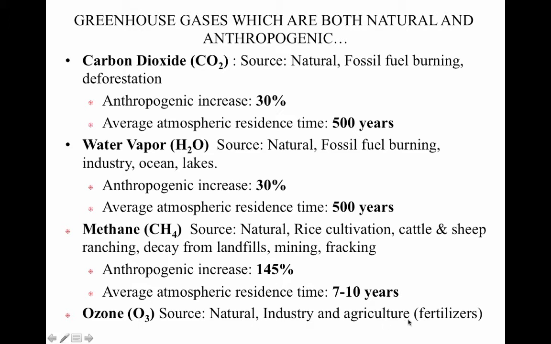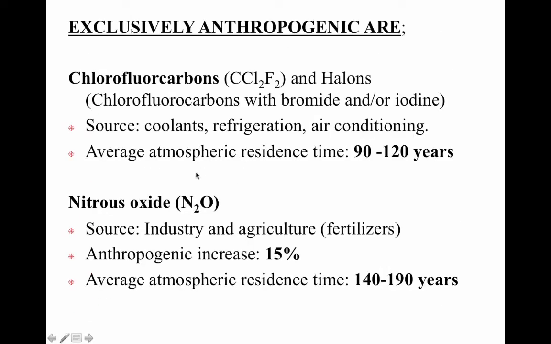Industry and agriculture, so fertilizers, and of course, ozone is created as a byproduct, a secondary pollutant from the driving of cars, as we talked about when we mentioned smog. These ones are greenhouse gases that are exclusively anthropogenic, meaning there are no natural sources. Chlorofluorocarbons and halons. Halons are very similar to the chlorofluorocarbons.